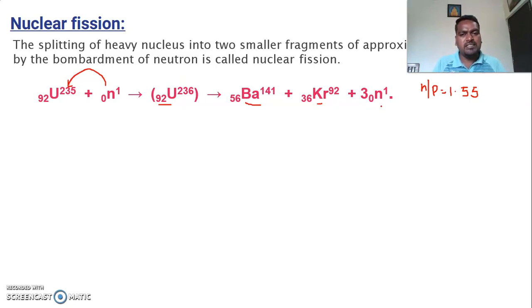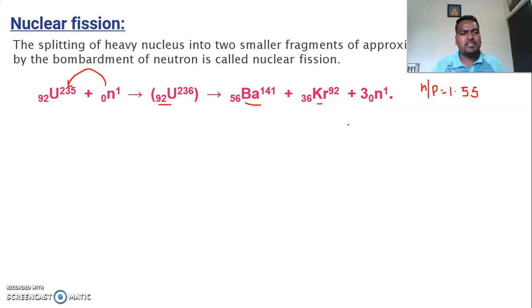Dear student, the reason for the instability or the fission reaction of uranium is that uranium 235 and 236 are highly unstable. In order to attain stability, they undergo nuclear fission. Their N by P ratio increases. So in order to enter into the stability belt, they undergo fission reaction. Uranium can undergo more than 50 different types of fission reaction. Sometimes it undergoes alpha decay. So there are 50 different nuclear reactions possible with uranium 235.